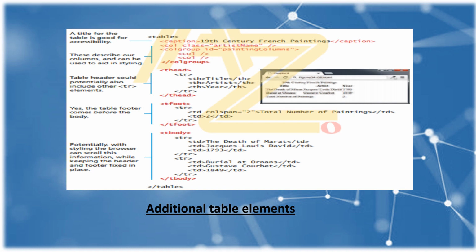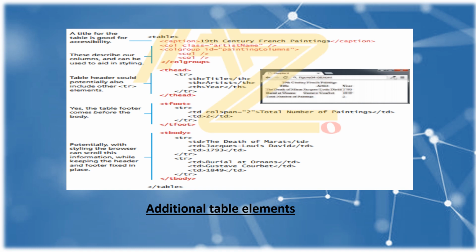This diagram represents the additional table elements. The first, caption, represents a title for the table and is good for accessibility. If we give a caption for the table, it is very easy to access. Secondly, col describes the columns and it can be used to aid in styling. It is used for the styling.